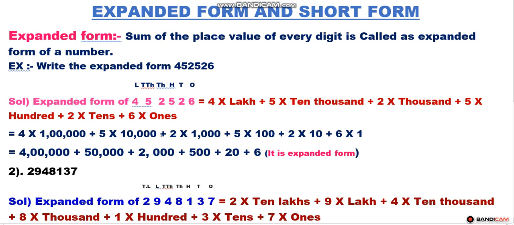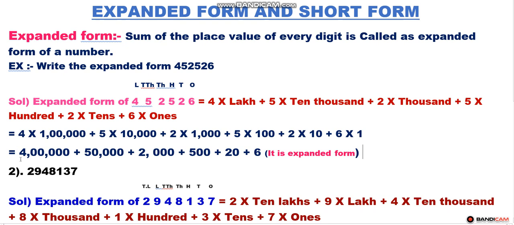5 into 10,000 plus 2 into 1,000. 1,000 is there in the words, so you should write the number. 2 into 1,000 plus 5 into 100 plus 2 into tens. 2 into tens means 10. 2 into 10 plus 6 into ones. Ones means 1. Okay. Now multiply.